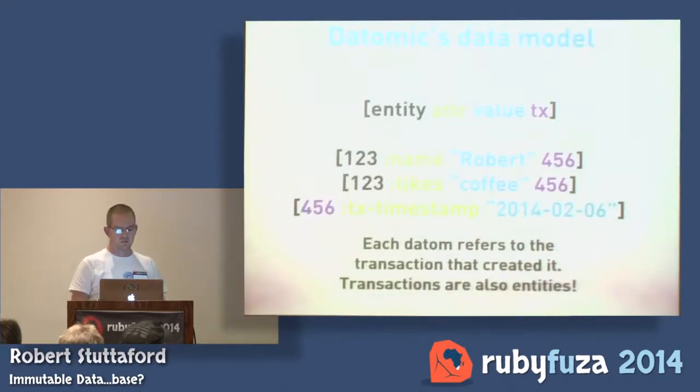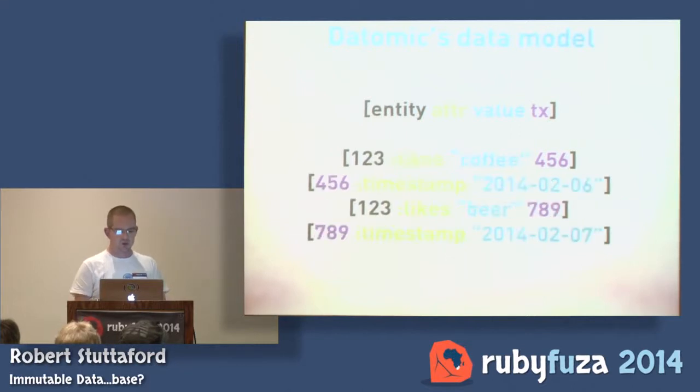Datomic is an immutable database. How do you make changes? Well, you just transact new facts. So now I've transacted that I no longer like coffee and instead that I like beer. Important: you'll see that the coffee is still linked to that old transaction and it's still there, but the beer value is now linked to a new transaction. So if I query against this database at the 789 transaction, I'm going to see that Robert likes beer. If I go back in time, which I'll show you just now, to the previous transaction and query what does Robert like, I'll see coffee. This is a very small example, but it works universally across all of the data in your database.